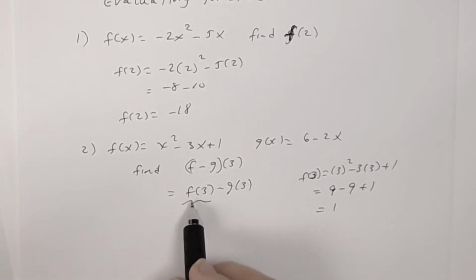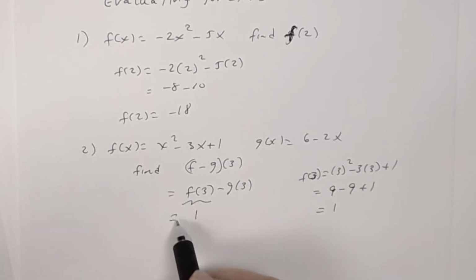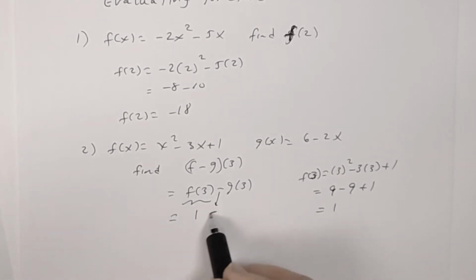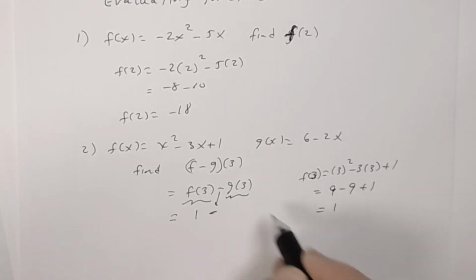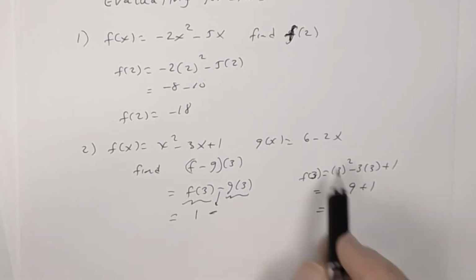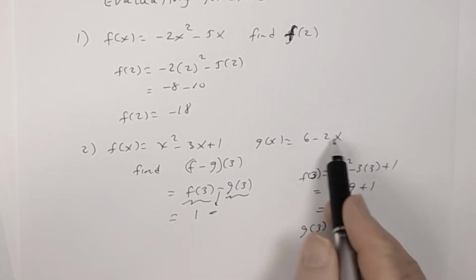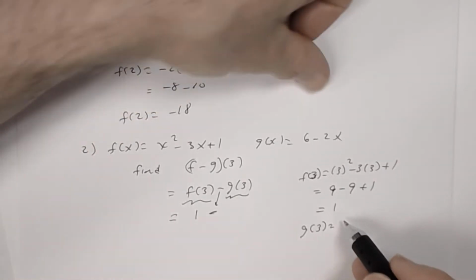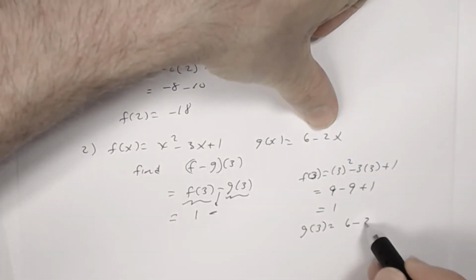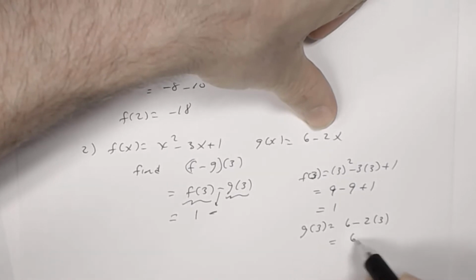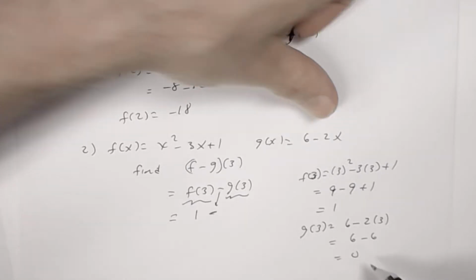So go off now and you say that equals 1. Okay? Subtract. Don't forget you're subtracting, so go ahead and write subtraction right now. Now you've got to find g of 3. Well, you go to your function g, and in place of the variable x, you substitute 3. So I get 6 minus 2 times 3. So that's 6 minus 6, which is 0.